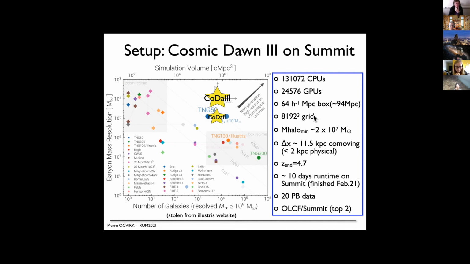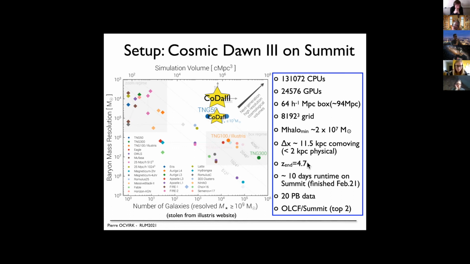Okay, so the grid is larger than what we had before. It's an 8,000 cube grid, so it required running on more than 130,000 CPUs. So that's de facto the largest Ramses simulation ever made. All these CPUs were coupled to about 24,000 GPUs. The box size is about 94 megaparsec, and with this grid, it allows us to go down to halo masses of about 2 times 10 to the 7 solar masses. And it ran down to redshift 4.7.